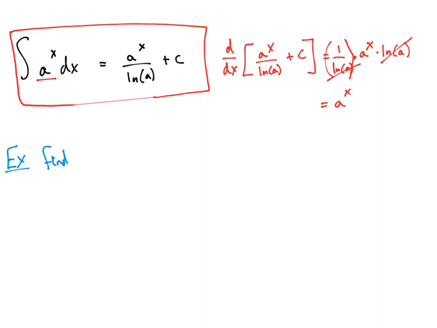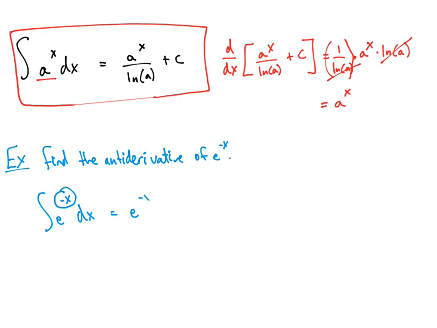All right, so let's look at a couple examples. First, find the antiderivative of e to the negative x. So we'll integrate e to the negative x dx. So this is like we have a negative 1 times x in the exponent. So this is just going to be e to that exponent divided by whatever that coefficient is on the exponent plus c. That's our answer.